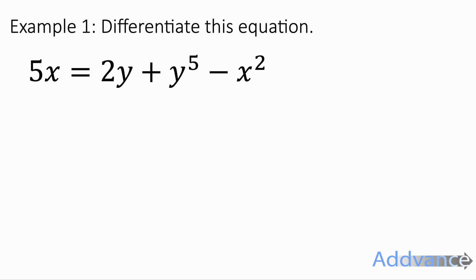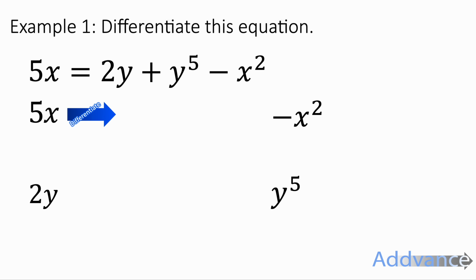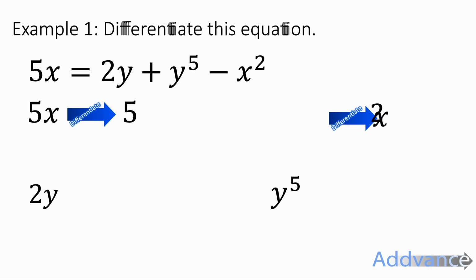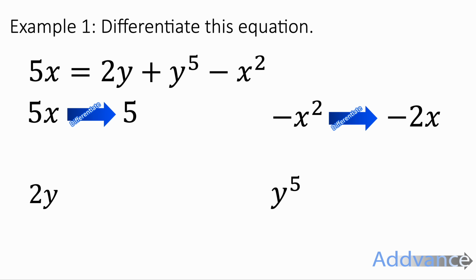Example 1, we're going to differentiate this equation. There are 4 terms to this equation, and we'll differentiate them separately to really see what's going on. We'll differentiate 5x to be 5. We'll differentiate minus x squared to be minus 2x. This is how we differentiate normal x expressions.